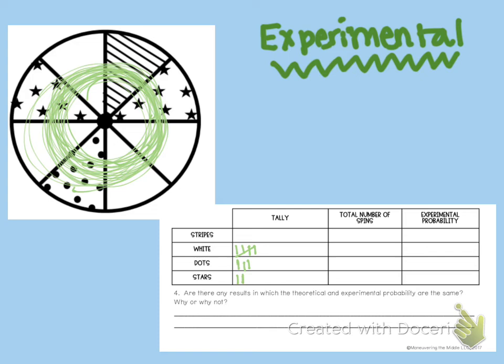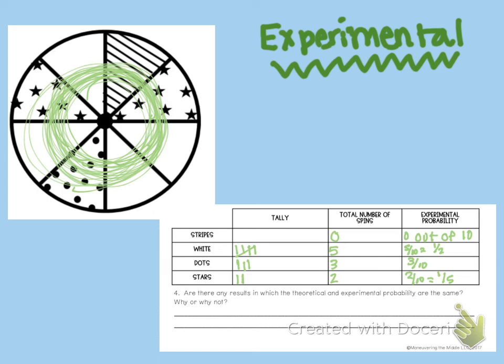I landed on stripes 0 times, white 5 times, dots 3 times, and stars twice. Experimental probability. So this was 0 out of 10. This was 5 out of 10, which simplifies to 1 over 2. So half the time I landed on white. My dots was 3 out of 10. And my stars was 2 out of 10, which simplifies to 1/5.